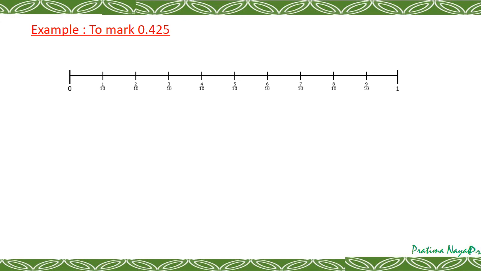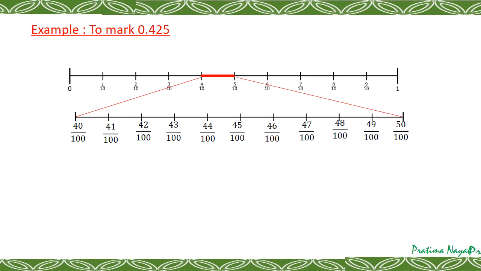So what I'll do? I'll magnify the space between 4 by 10 and 5 by 10. So 4 by 10 is in between this. Magnify 4 by 10 and 5 by 10. At the extreme end, I'll get 40 by 100. Multiplying 4 by 10 gives 40 by 100 and 5 by 10 will become 50 by 100. Again, 10 divisions: 41 by 100, 42 by 100, 43 by 100, 44 by 100, 45 by 100, and so on.